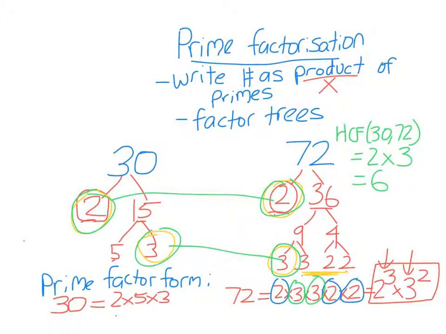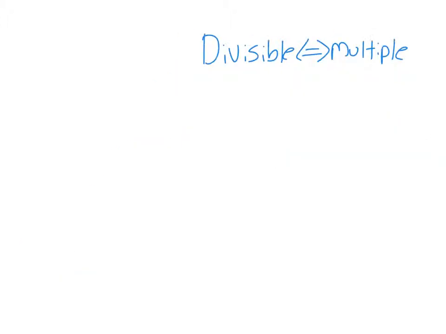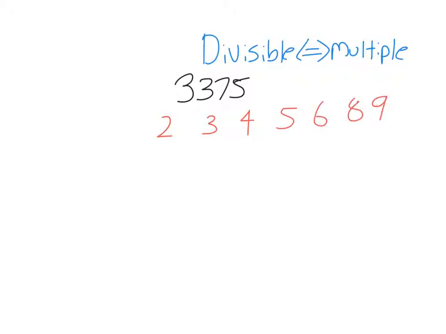Okay, now we're going to quickly look at divisibility. When we're saying, is a number divisible by another number, we're really asking, is it a multiple of that number? So divisible and multiple are basically the same thing. So let's say I have the number 3375, and I want to determine whether it's divisible by each of these numbers here. When I'm looking at, is it divisible by 2, I'm saying, is it a multiple of 2? Or in other words, is 2 a factor of 3375? Please make sure you're familiar with the divisibility tests in the textbook, in the notes. Let me know if you're unsure.